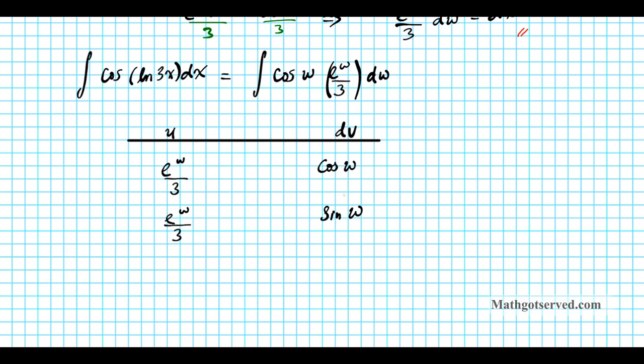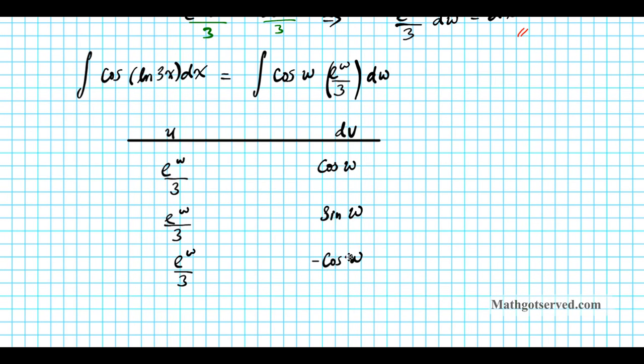Now we're going to keep integrating until we end up with the cosine function. So if you integrate sine w, you end up with cosine w. Is it a negative or a positive? Well, if you differentiate cosine, does the sign change? It does, because the derivative of cosine is negative sine. So we have to put a minus here to compensate for that sign change. If you differentiate this, you're going to end up with the same thing, e to the w over 3. So you stop here, stop integrating and differentiating, because we now have a complete cycle.